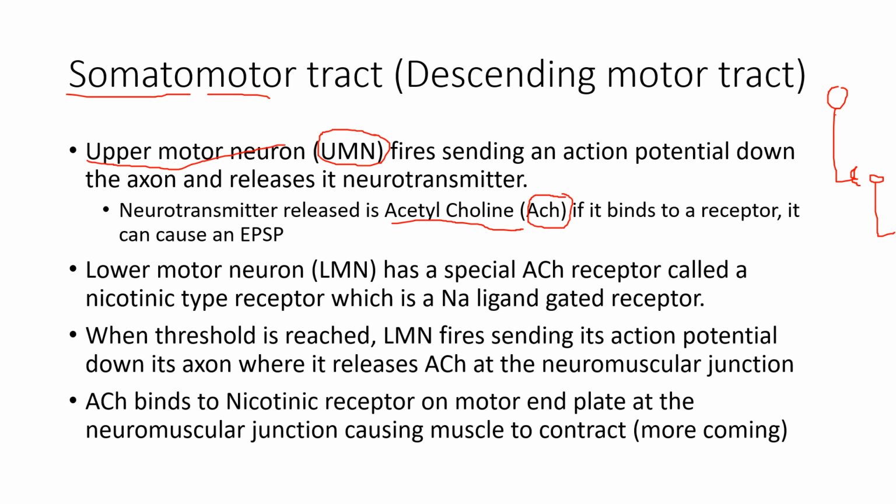And if you have enough firing, the second motor neuron, the lower motor neuron, will fire, and it tends to send neurotransmitter to a target tissue, which is muscle. And in the muscle, where the neuron and the muscle come together, we have an area called the neuromuscular junction. And at the neuromuscular junction on the muscle, you have something called a motor end plate. And this motor end plate has receptors for acetylcholine. They're specialized receptors that don't just bind acetylcholine, but also bind nicotine. And so we call them nicotinic receptors.